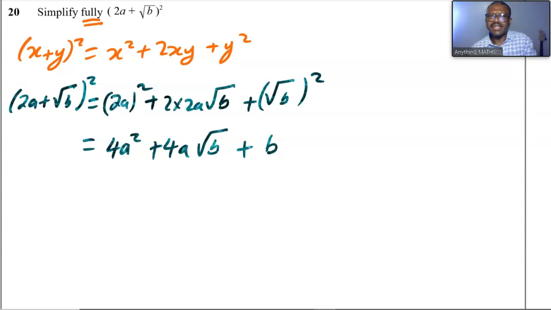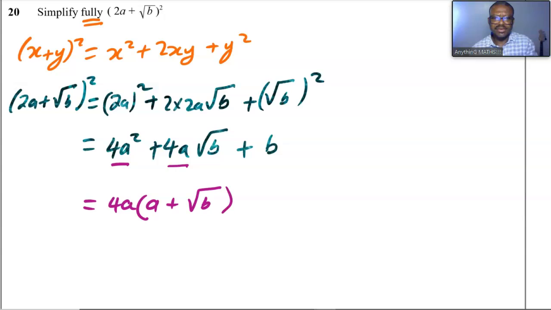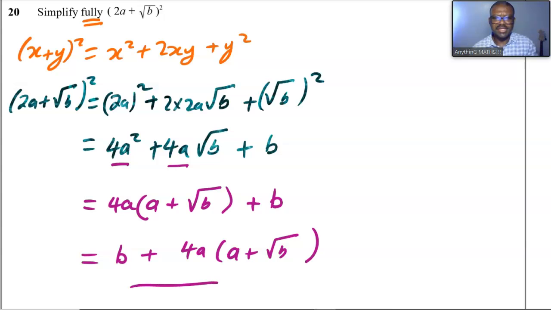Now, when you look at these, we can factorize 4a out. So that is why they're asking you to do it fully. We have 4a, a plus root b, plus b. And I prefer writing it this way, b plus 4a into bracket a plus root b. Nice and easy.